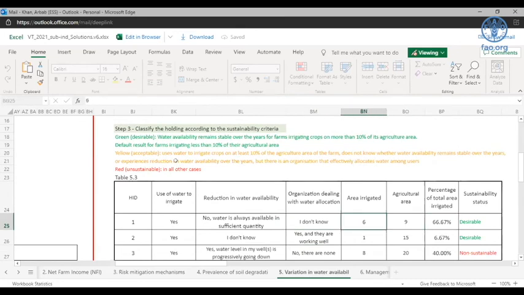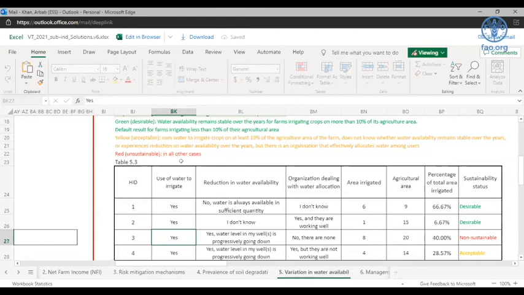Even though this holding is irrigating 66% of its total farm area, it is still classified as desirable because, as per the condition, water availability remains stable over the years for the farms irrigating crops on more than 10% of their agriculture area. The second one: yes, I use water to irrigate crops. Reduction in water availability, I don't know. It's a default result for farms irrigating less than 10% of their agriculture area, and hence we classify this farm as green as well.